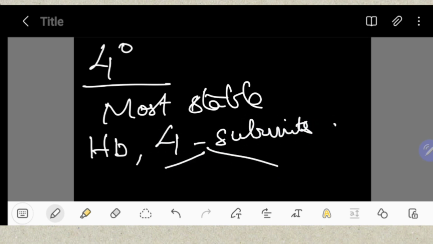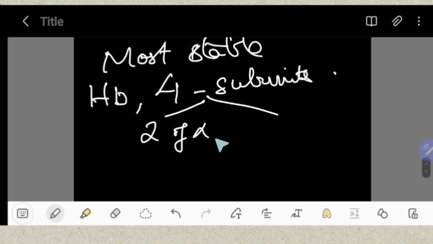4 subunits. In that, 2 of alpha type and 2 of beta type. Just remember this. In hemoglobin, 4 subunits are there. In that, 2 of alpha type and 2 of beta type. Now, one thing.